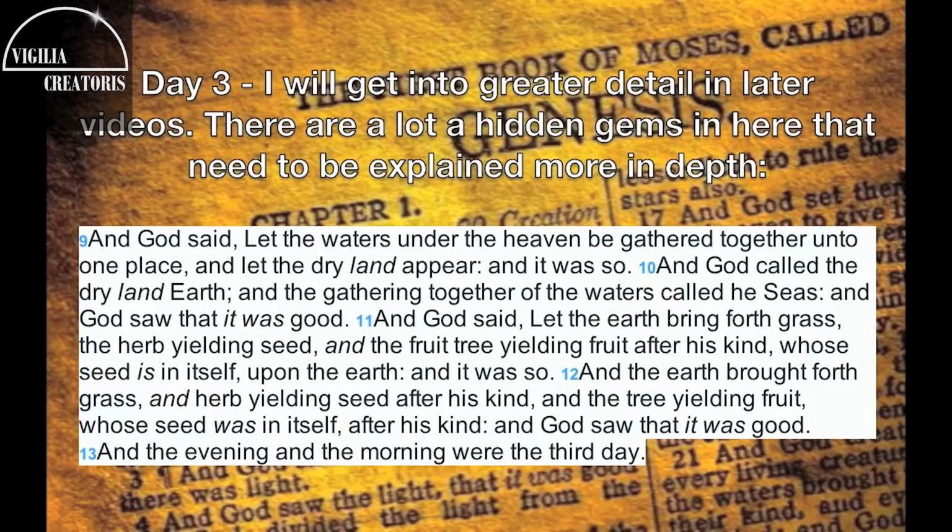11. And God said, let the earth bring forth grass, the herb yielding seed, and the fruit tree yielding fruit after his kind, whose seed is in itself, upon the earth, and it was so. 12. And the earth brought forth grass, and herb yielding seed after his kind, and the tree yielding fruit, whose seed was in itself after his kind. And God saw that it was good. 13. And the evening and the morning were the third day.